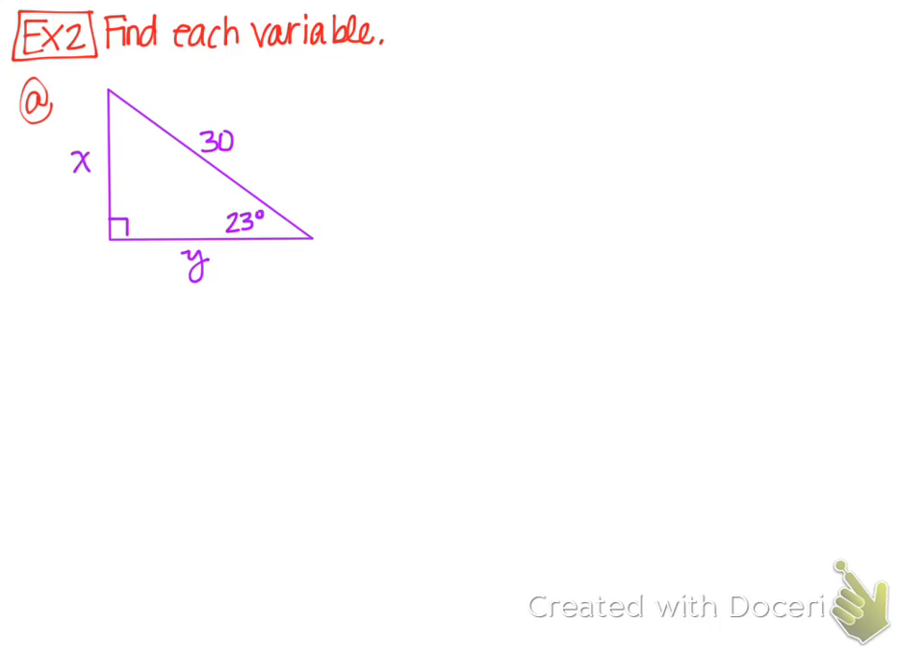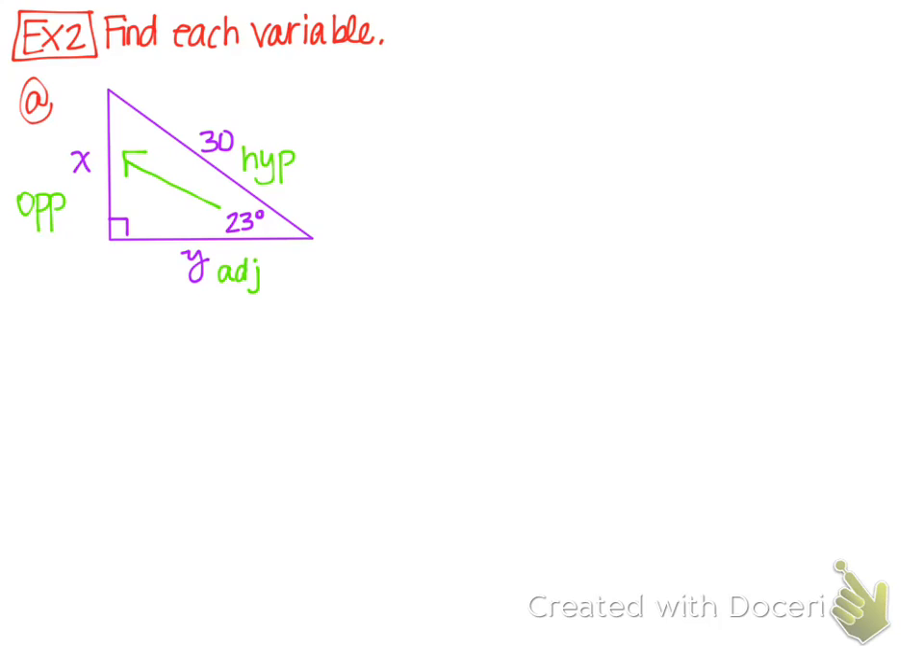It says find each variable. Now the first step says to do what? Label all the parts of the triangle. So this time instead of the Greek letter, we're given the actual angle. But that's still our theta. That's what we're talking about. Now the hypotenuse is the side across from the right angle, which is this 30. So we have our hypotenuse. Now this is our theta, so we're going to label the x and the y in reference to this angle. Across from it is x, so that is opposite. And then lastly, next to it is the adjacent.